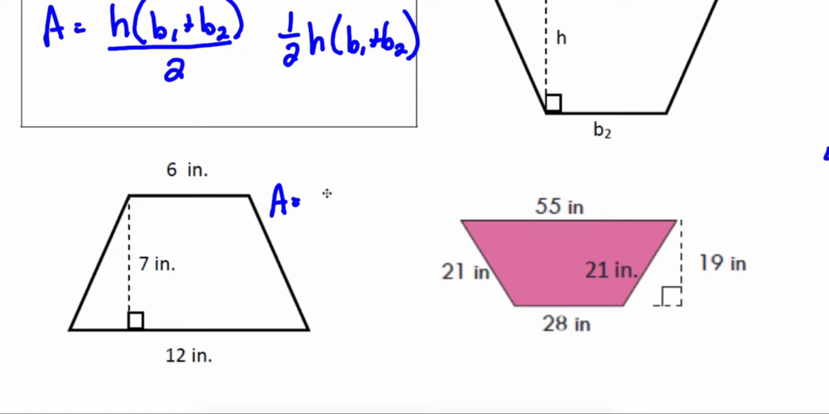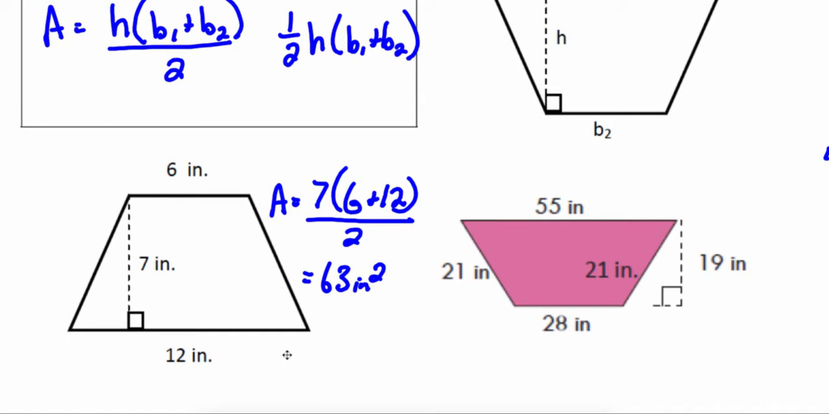So we have 6 plus 12, which gives us 18. And then we're going to multiply times our 7 height and divide by 2. So make sure you've written out your formula, plugging in the right numbers, before you go ahead and do the math. 18 divided by 2 is 9. 9 times 7 is 63, so 63 inches squared.